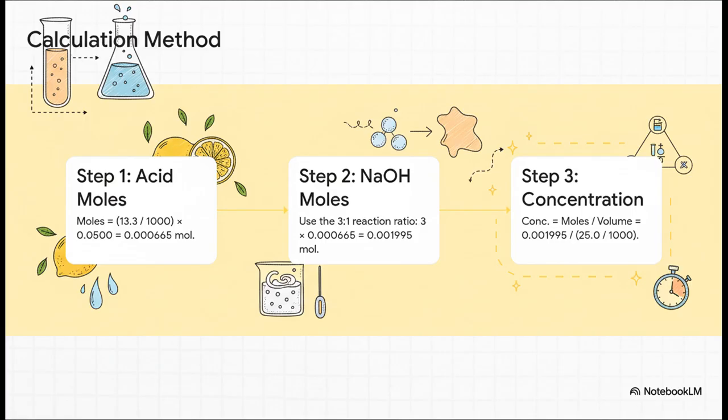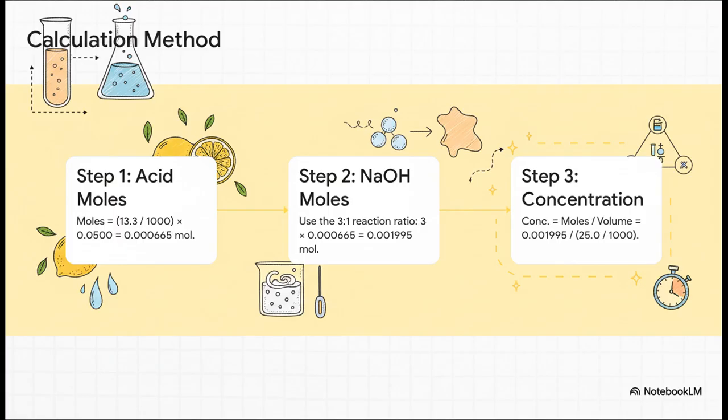First, find the moles of the thing you know everything about, the citric acid. Volume divided by 1,000 times concentration gives us 0.000665 moles of acid. Now for step 2. This is the most important part. You have to look at the balanced equation, which tells you it's a 3-to-1 ratio. For every 1 mole of citric acid, you need 3 moles of sodium hydroxide. So we just multiply our moles of acid by 3. That gives us 0.001995 moles of NaOH.